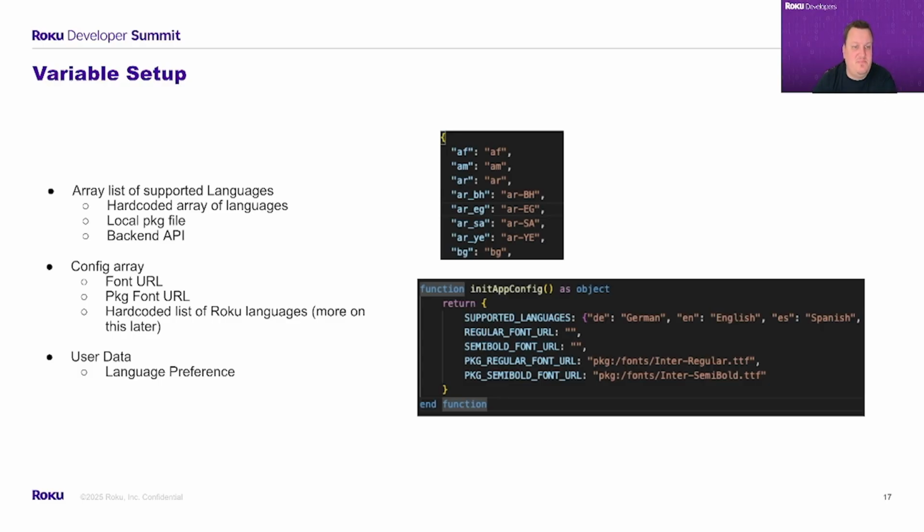The third thing that's important is the user data and their language preference. You'll also see here in the app config, I have a regular and semi-bold font URL that default to blank. Then I have package regular and semi-bold font URL, and these are the default package fonts that we utilize. We utilize the Inter font. I did it this way so that whenever we override the regular and semi-bold font URL, I have something I can call back to get the default. So if they switch back from Japanese to English, we have a way to reference what the default font pack was.